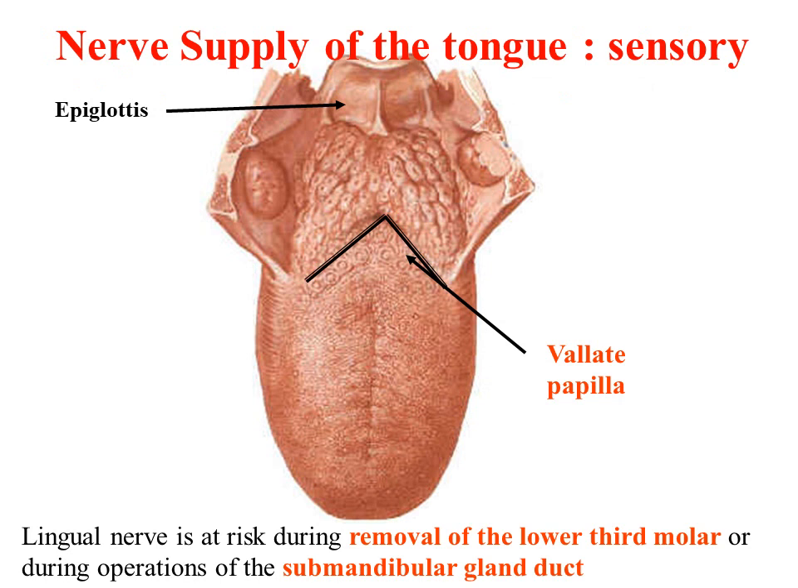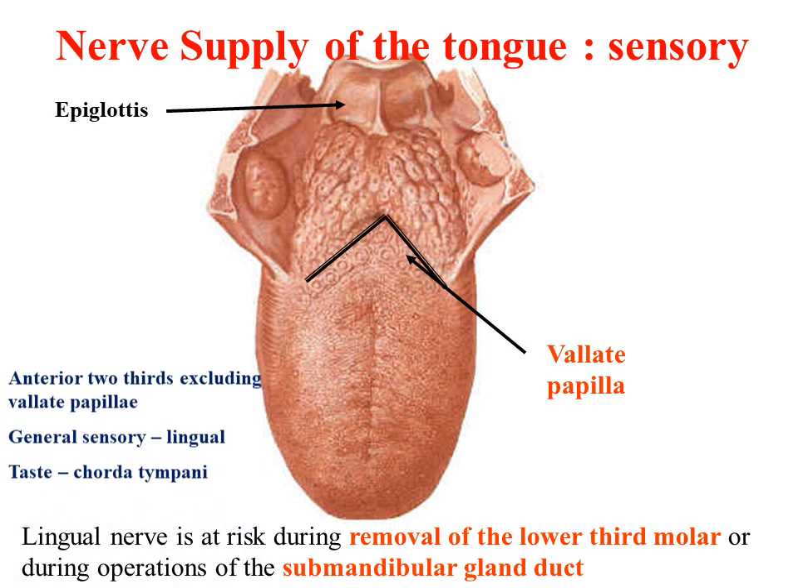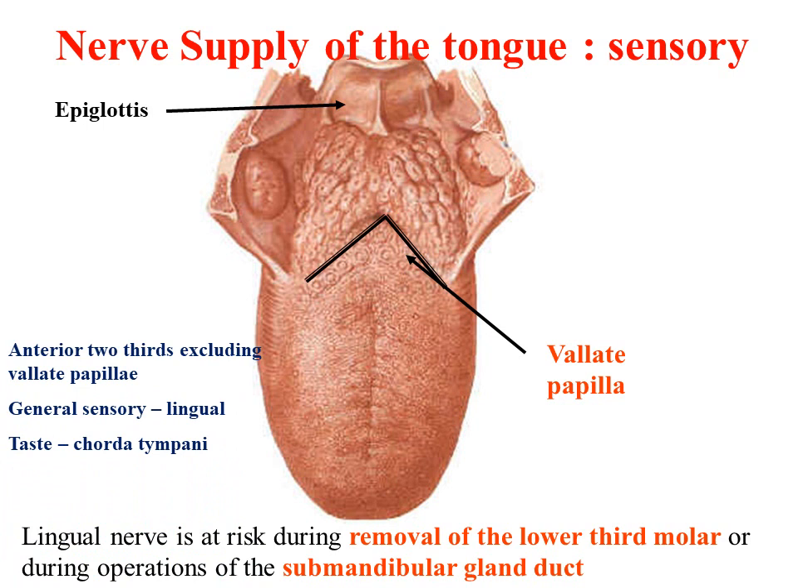The nerve supply of the tongue. The innervation of the tongue is divided into 2 parts: anterior 2/3 and posterior 1/3. The anterior 2/3 of the tongue, excluding the vallate papillae, which are supplied by the glossopharyngeal nerve, the rest of the anterior 2/3 of the tongue is supplied by the lingual nerve. This is the general sensation, and special sensation or taste is by the chorda tympani.